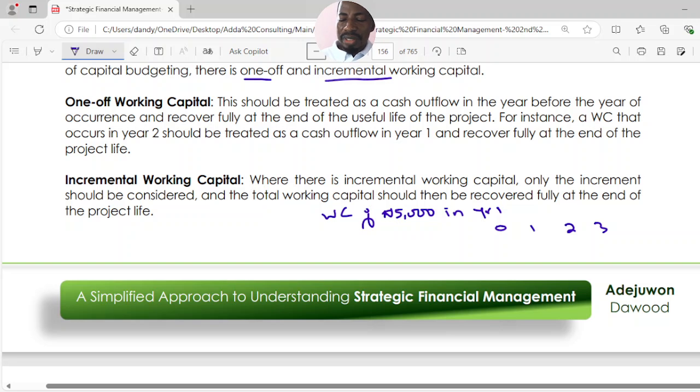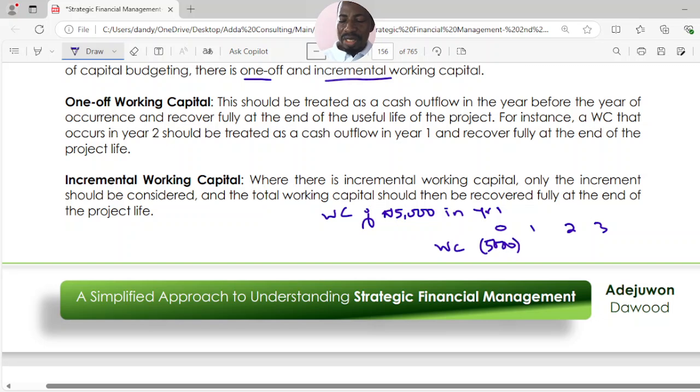Therefore, the rule says that you should treat the working capital as cash outflow in the year before the year of occurrence. Since the working capital occurred at the end of year 1, you are going to treat it as year 0. So I will then come here, 5,000. So that's the working capital. It should be treated as cash outflow, so put it in bracket.